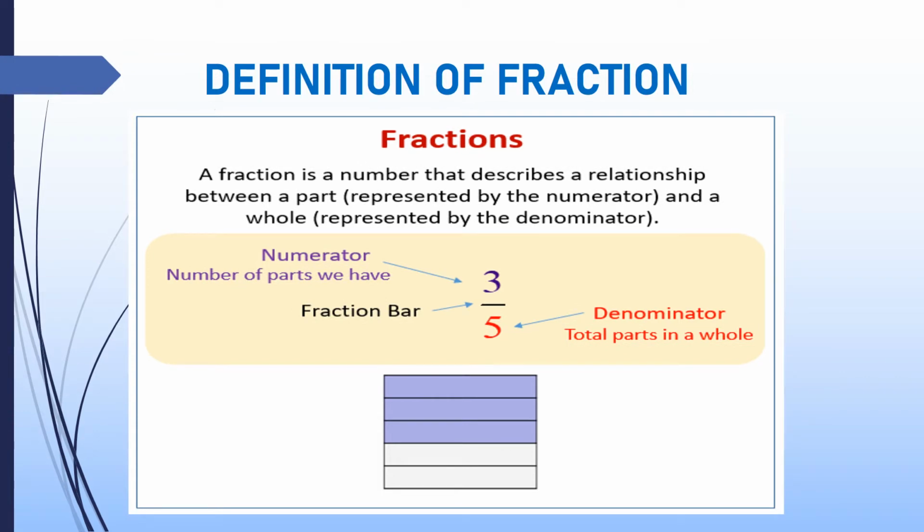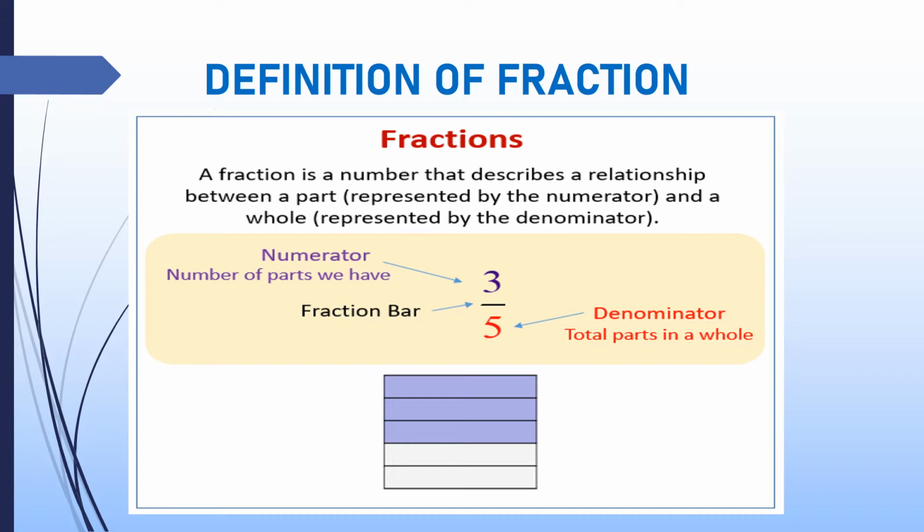Now, what is the definition of fraction? A fraction is a number that describes a relationship between a part represented by the numerator and a whole represented by the denominator. You can see the figure shown here. The shaded part is 3 parts and the total part is 5. And you can see all 5 parts are equal. So fraction is always taken for equal parts.